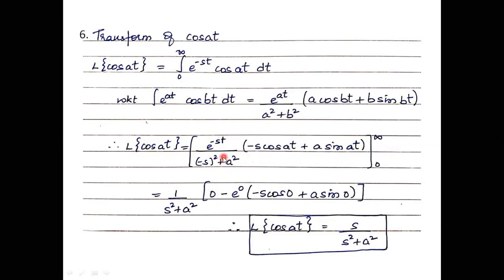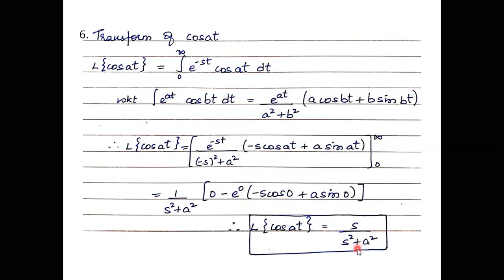I have taken the constant s squared plus a squared outside. So it is 1 by (s squared plus a squared) into, when I apply the upper limit infinity, e^(-infinity) is 0, minus e^0 into (-s cos 0 plus a sin 0). Sin 0 is 0, cos 0 is 1. So this is minus 1 into minus s, which is equal to plus s by (s squared plus a squared).